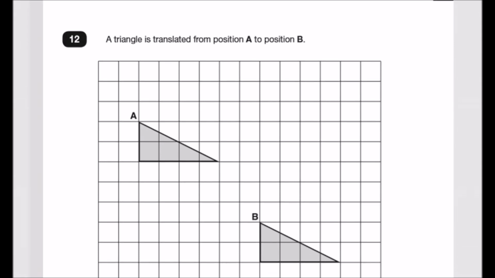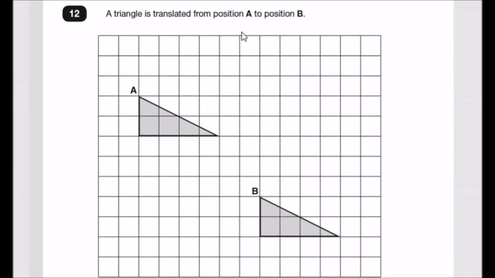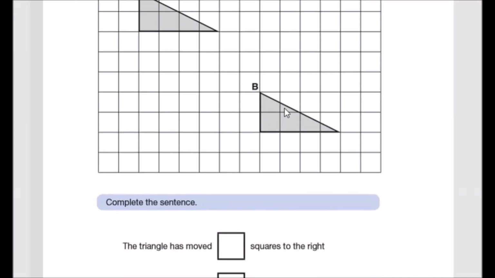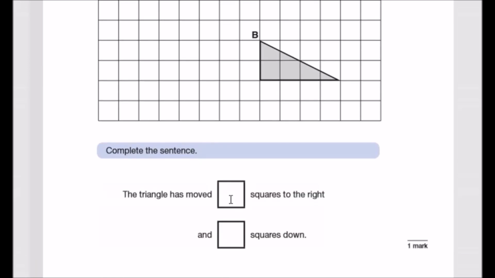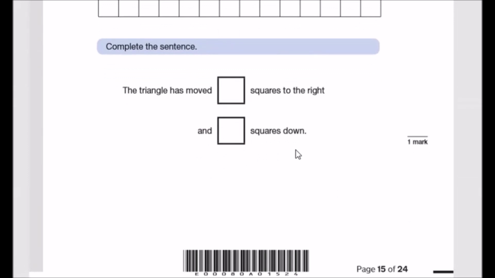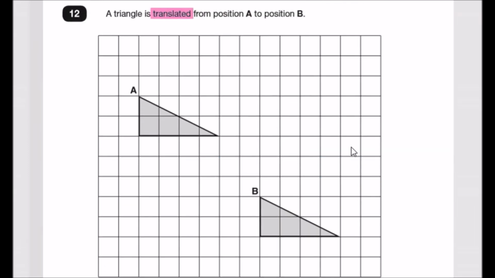A triangle is translated from position A to position B. Okay, so it's the same shape, but translation literally means it has moved. So you go find the X and Y. Like how many has it moved to the X and to the Y? Complete the sentence. So the triangle has moved a certain number of squares to the right and a certain number of squares down. So how do we know?